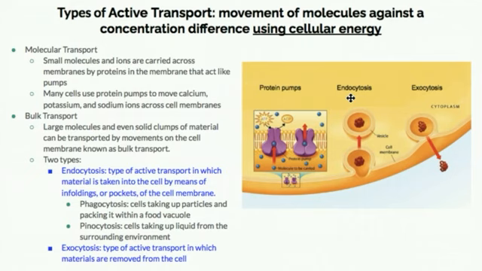Phagocytosis is the cell taking up particles and packing them within a food vacuole, and pinocytosis is the cell taking up liquid from the surrounding environment. Exocytosis, the last one, is the type of active transport in which materials are moved out of the cell.